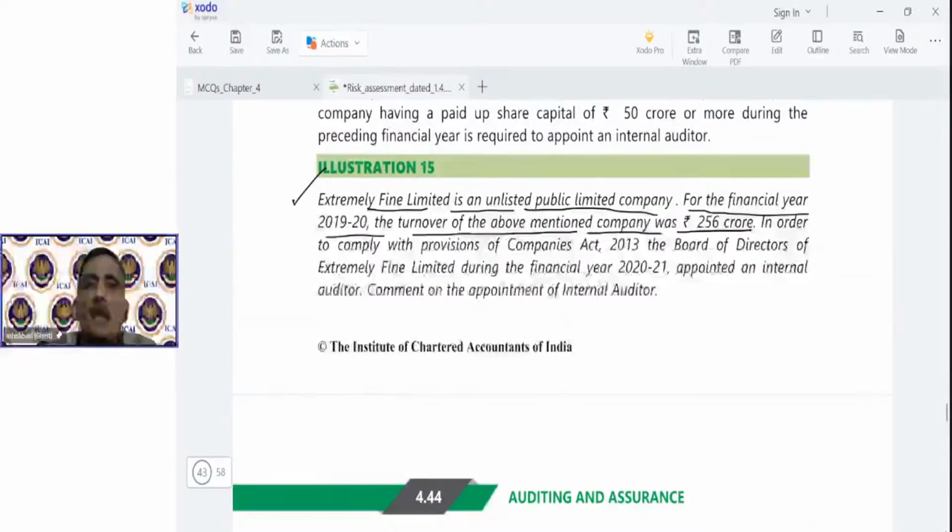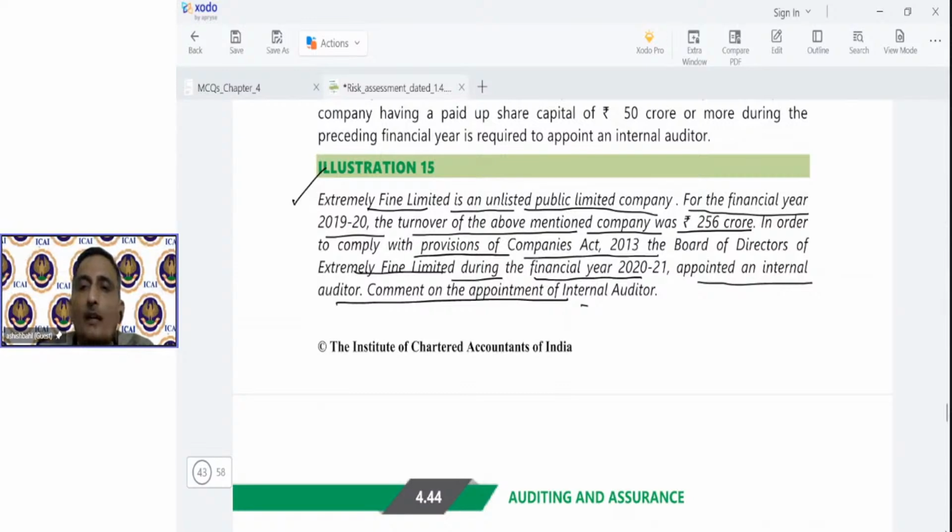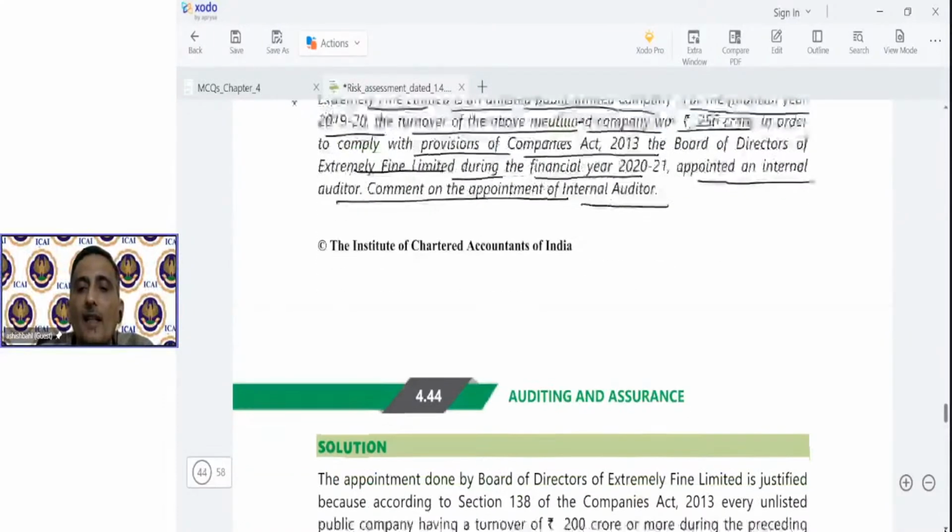So in order to comply with the provisions of the Companies Act, the Board of Directors of Extremely Fine Limited during financial year 2021 appointed an internal auditor. Comment on the appointment of the internal auditor. Okay. So was it necessary for them to appoint an internal auditor or not?